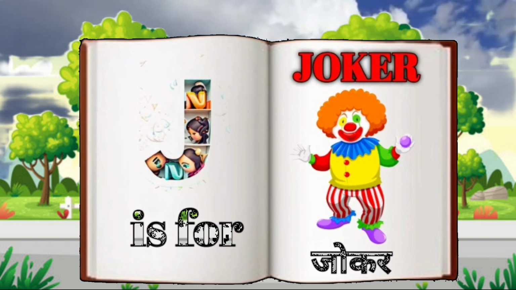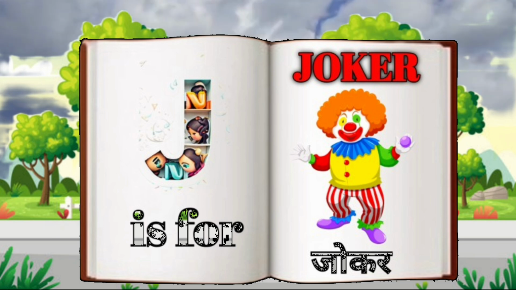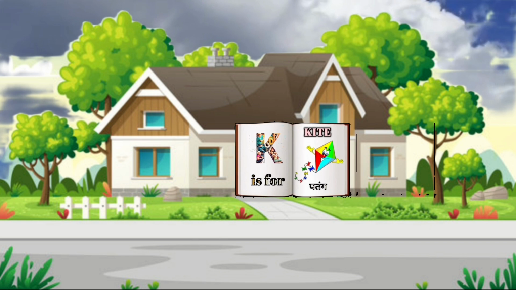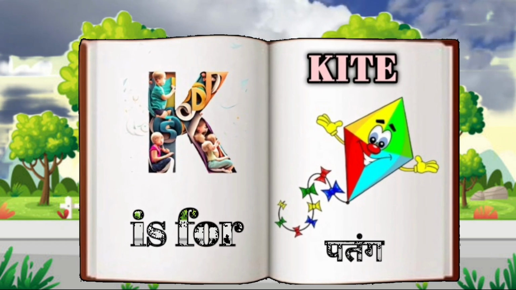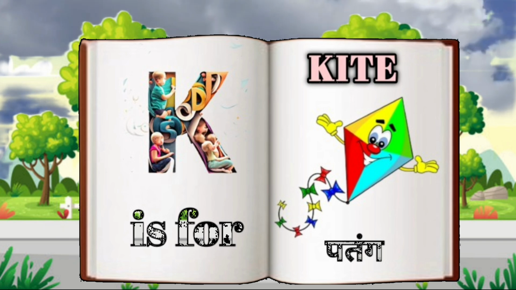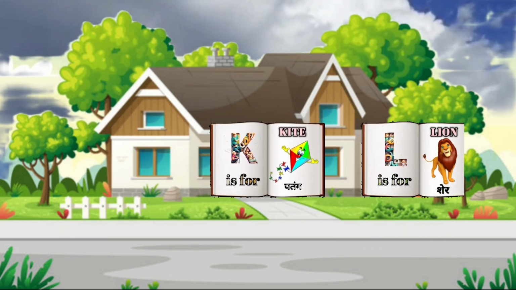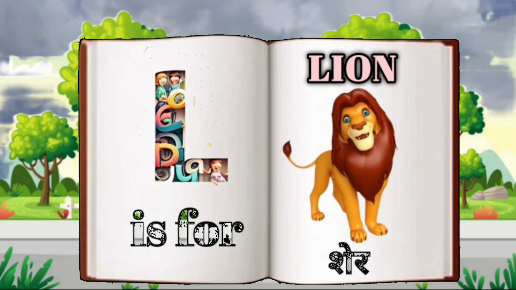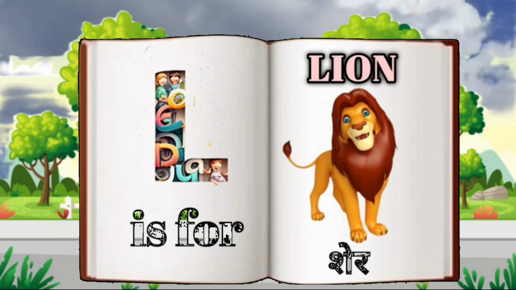J is for joker. Joker means joker. K is for kite. Kite means patang. L is for lion. Lion means sher.